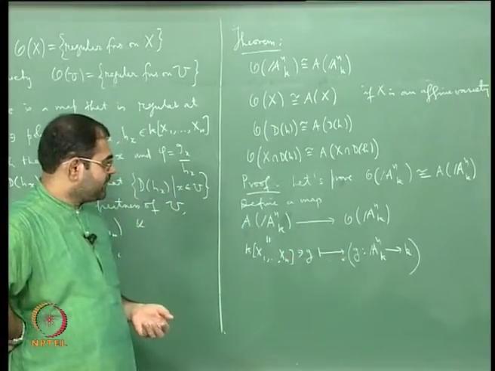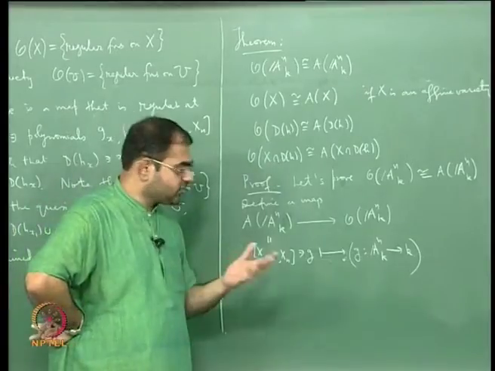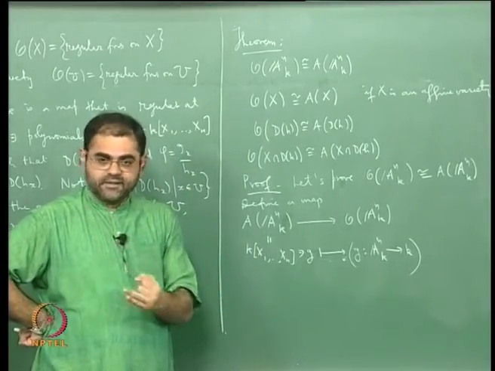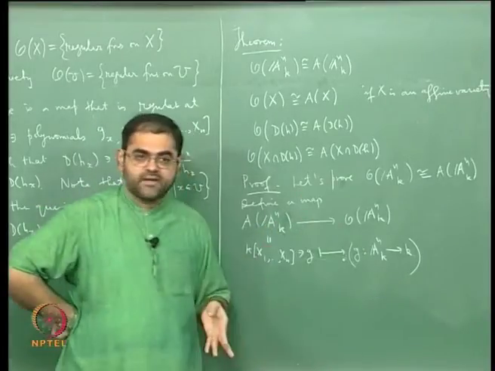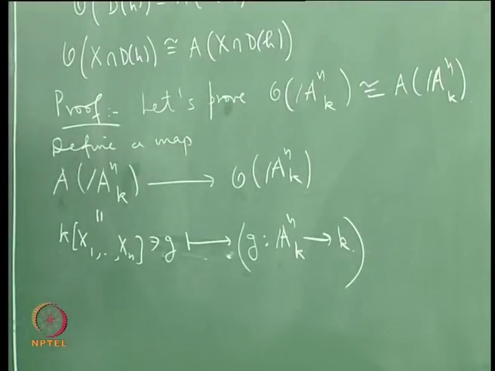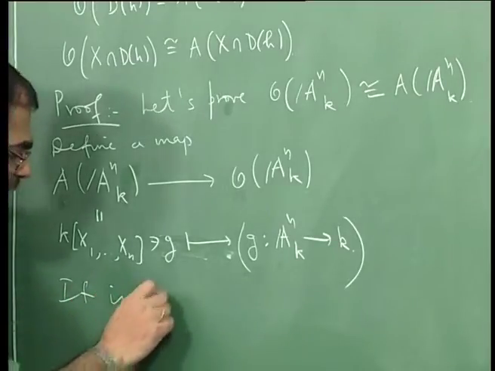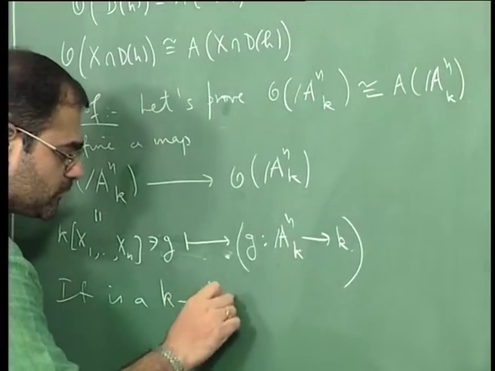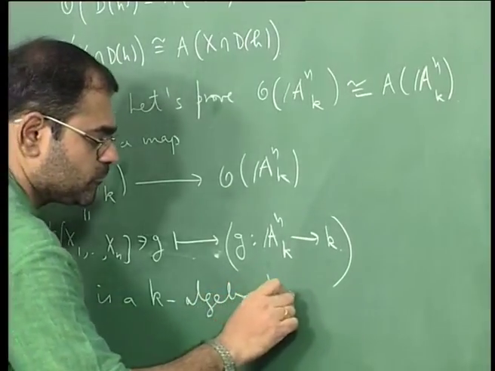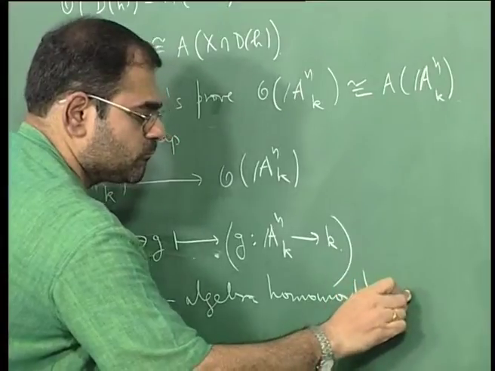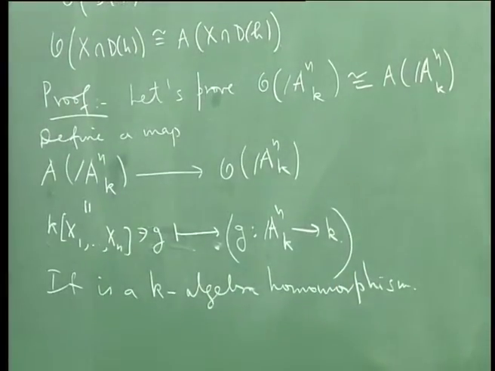And then the fact I want to make is that I will have to prove two things. I will have to prove that this is injective, and I have to prove it is surjective. If I prove that, then I get that this is an isomorphism of K-algebras, which is what I want, okay. So let me write that it is a K-algebra homomorphism, that is obvious, no doubt about that.